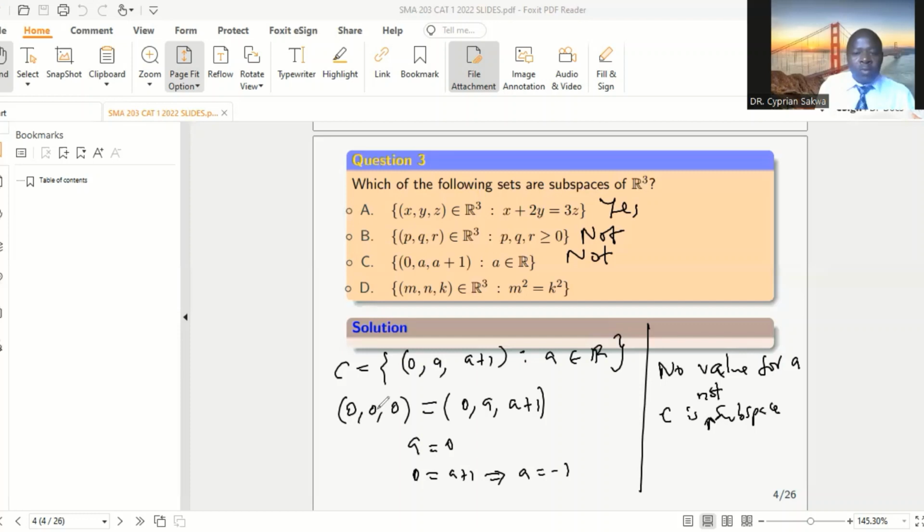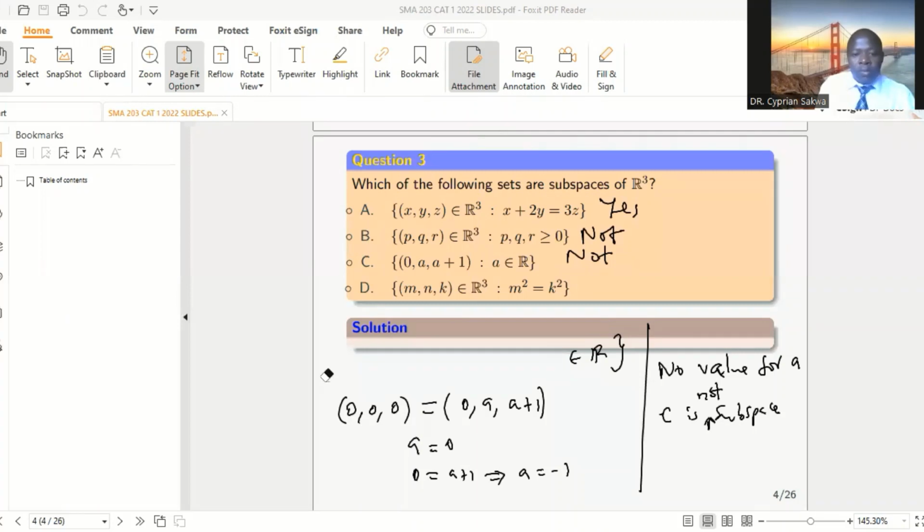Because if it were to have a zero vector, then equating this zero vector to this, we would have obtained a single value of a, but the same a cannot have two different values. And therefore, C here is not a vector subspace.